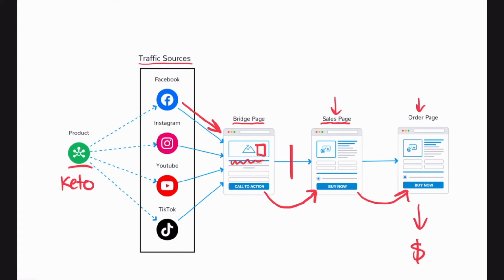This is a very basic overview, but this is the flow of how it works. You promote your link. They get sent to the bridge page. From the bridge page, they go to a sales page. They do all the selling for you, and if that customer buys, you make a commission. Awesome. All right, let's take a look at a little bit more advanced one.